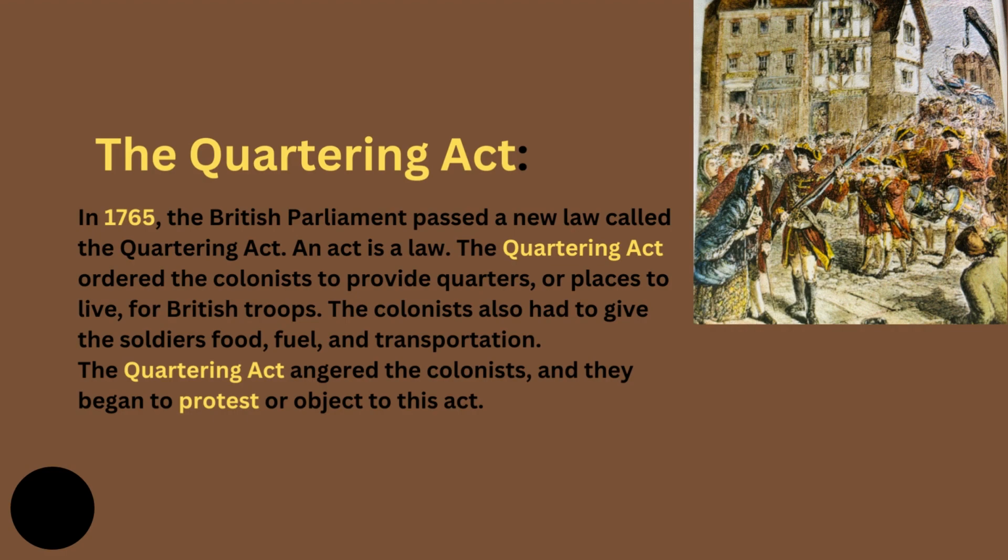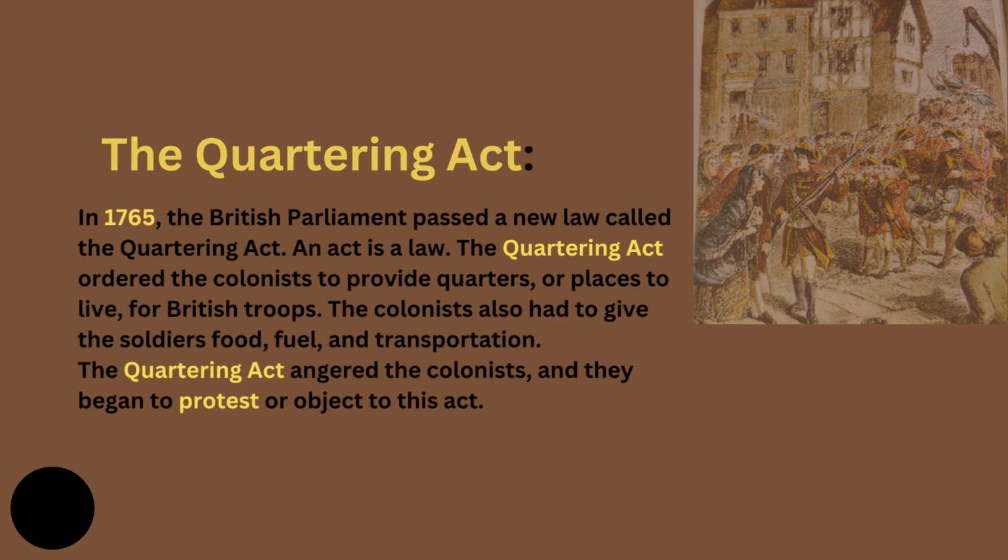The Quartering Act: in 1765, the British Parliament passed a new law called the Quartering Act. An act is a law. The Quartering Act ordered the colonies to provide quarters, or places to live, for British troops. The colonists also had to give the soldiers food, fuel, and transportation. The Quartering Act angered the colonists and they began to protest, or object to, this act.